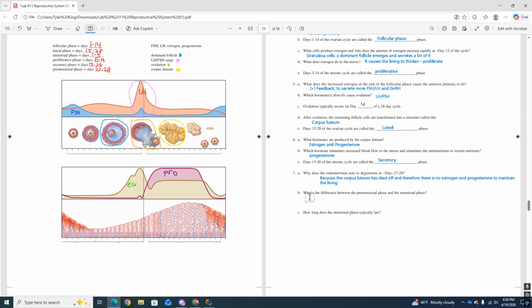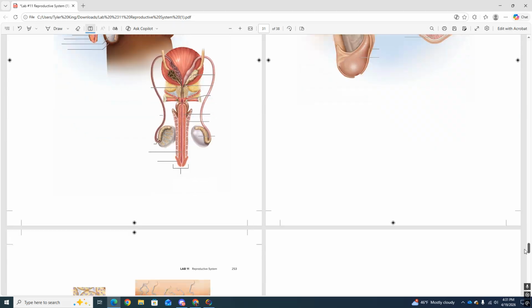Okay. What's the difference between the premenstrual and the menstrual? So yeah, let's talk about the difference between these two. This is the actual breakdown of the uterine lining itself. Okay. The menstrual is the actual visible discharge of the uterine lining from the vagina. Okay. How long does the menstrual phase typically last? About days 1 to 5, guys. About 1 to 5 days. So we'll say 5 days. Okay. All right. Guys, that's it. That's everything for me.